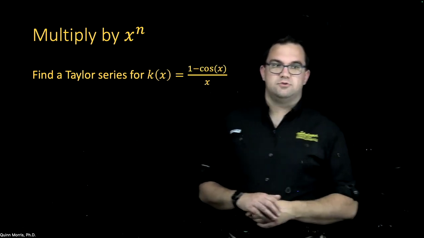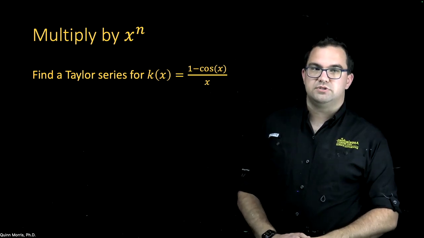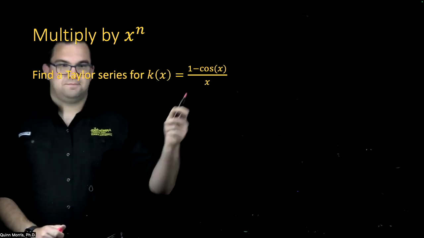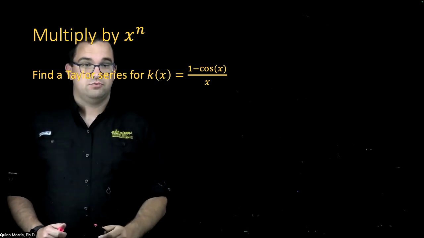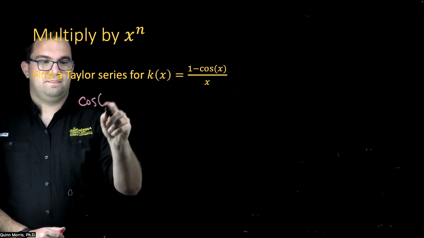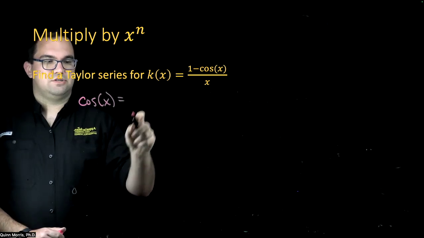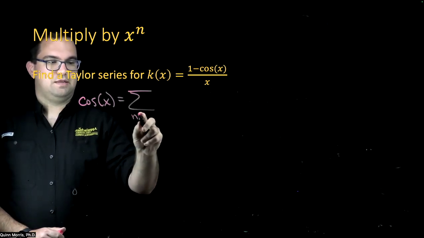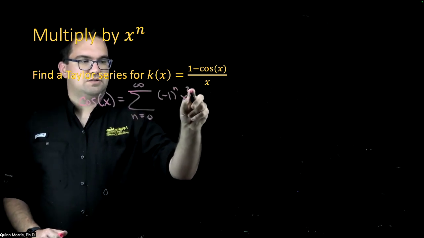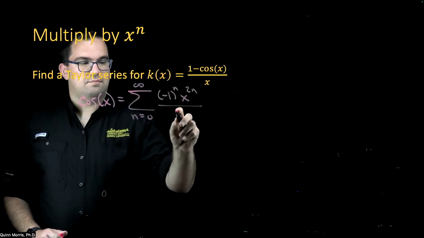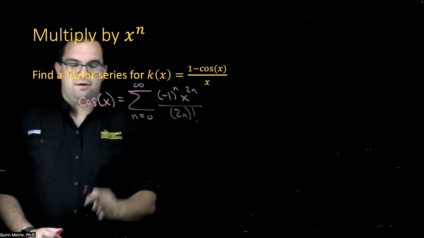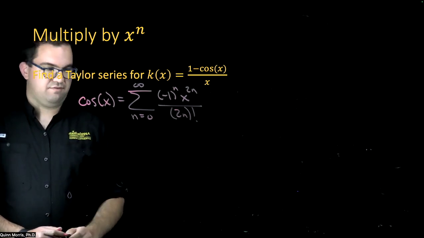So imagine you're asked to find a Taylor series for 1 minus cosine of x divided by x. If we take this piece by piece, the first thing we notice is maybe that cosine, and we think, oh, okay, great. I know a Taylor series for cosine. So the Taylor series for cosine of x is the sum n equals 0 to infinity, minus 1 to the n, x to the 2n divided by 2n factorial. Great. But now I need 1 minus cosine of x.